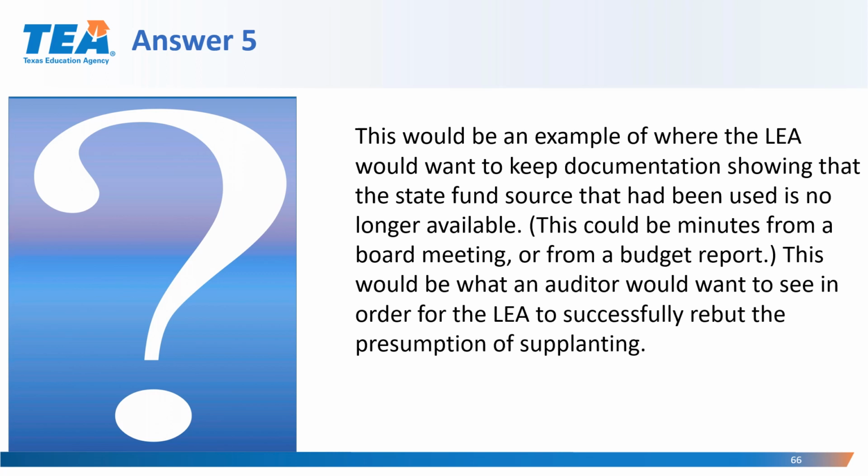This would be an example of where the LEA would want to keep documentation showing that the state fund source that had been used is no longer available. This could be done through minutes from a board meeting or from a budget report or from the summary of finances. This would be what an auditor would want to see in order for the LEA to successfully rebut the presumptions of supplanting.